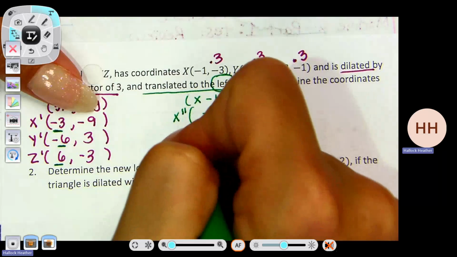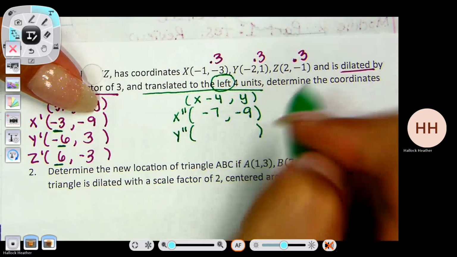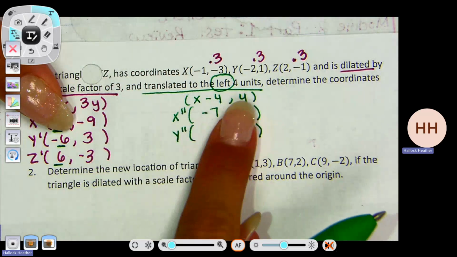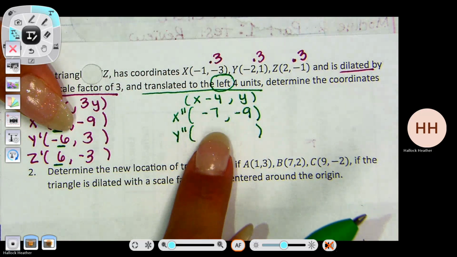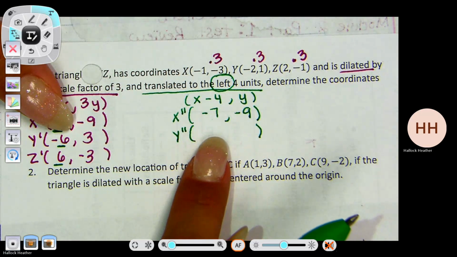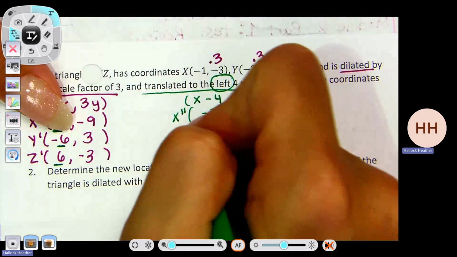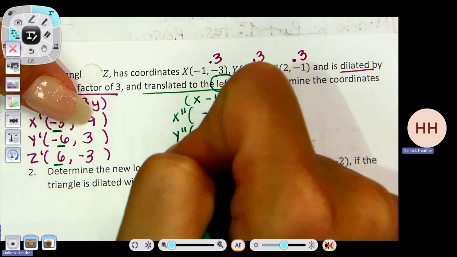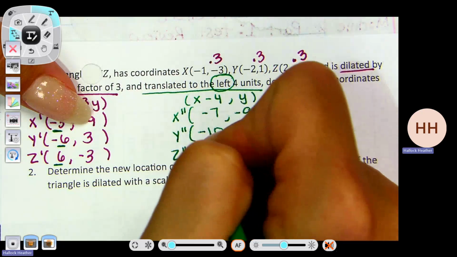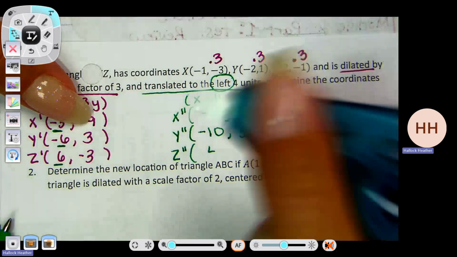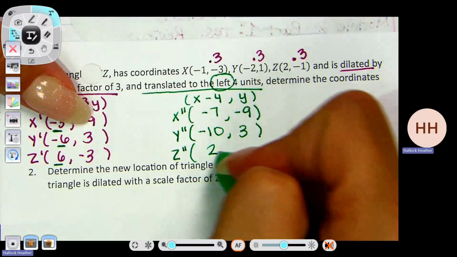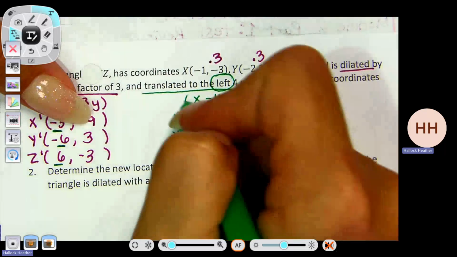For Y double prime, I have -6. I am minusing 4. -10. And then 3. And then Z. 4? Oh, not 4. I'm at 2, because you're minusing 4. 6 minus 4 is 2. And then -3. And that's it. That's my answer.